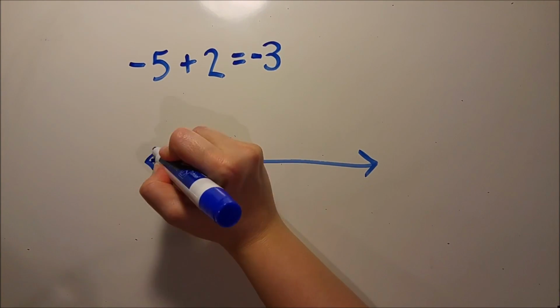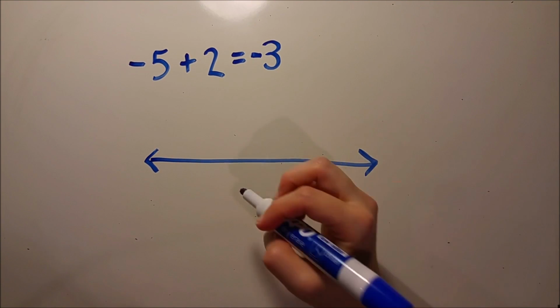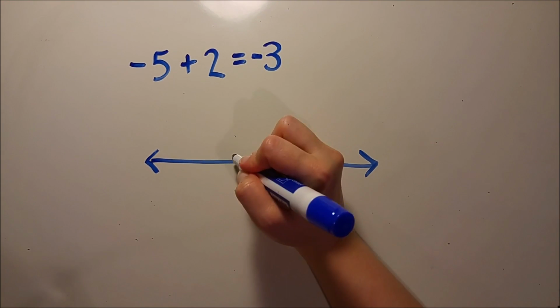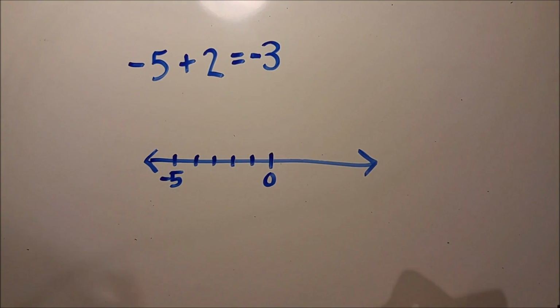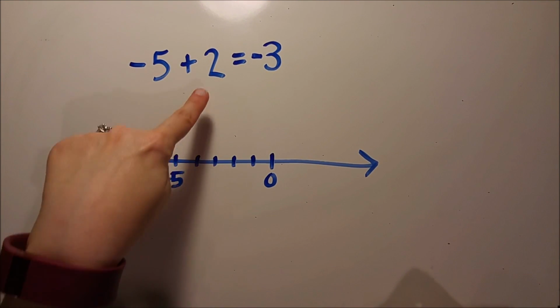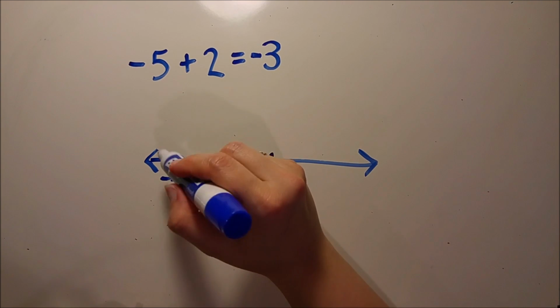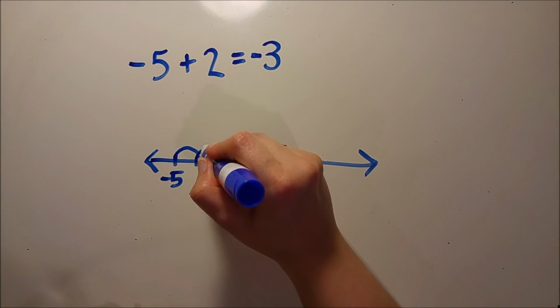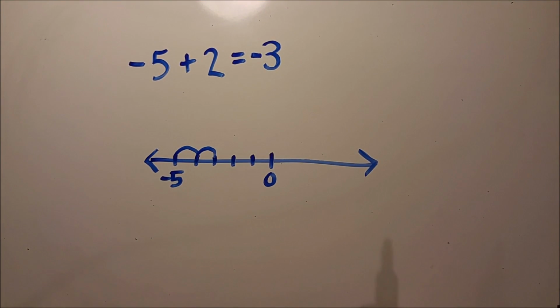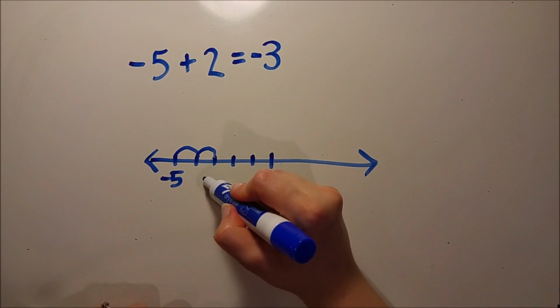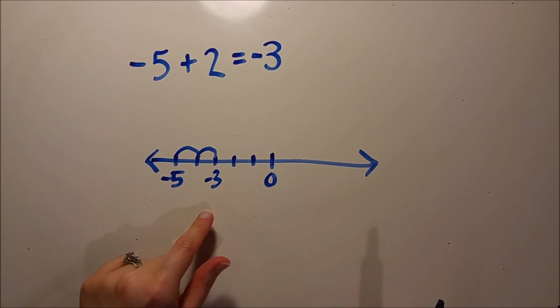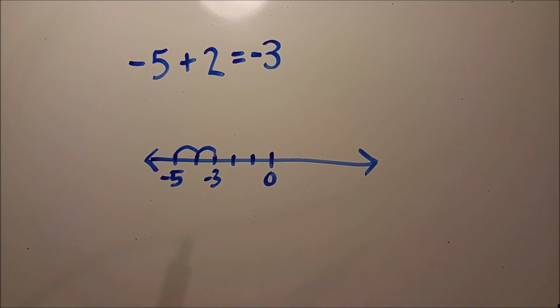Think about that again. If you owe your parents $5, you are $5 in the hole, in the red, and you pay them back $2. You're digging yourself out of your hole, right? You're owing them less money, but you only gave them $2. You still owe them $3, right? So that's still negative.